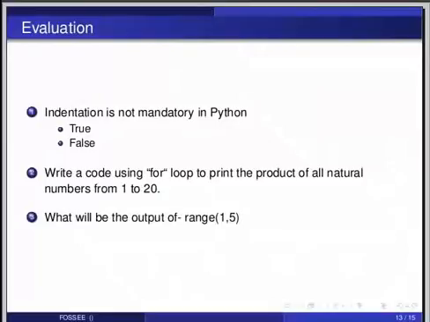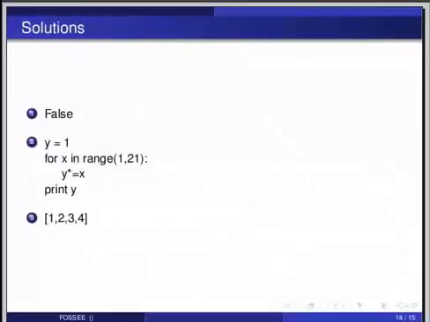Now the answers. First one, the answer is false. Indentation is essential in Python. For the second one, we use the for loop in the following manner. y is equal to 1, for x in range 1, 21 colon, then y star equal to x, then you have to print y. And the third and last question, the answer is range 1, 5 will produce a list of integers from 1 to 4, that is 1, 2, 3, 4 in square brackets.